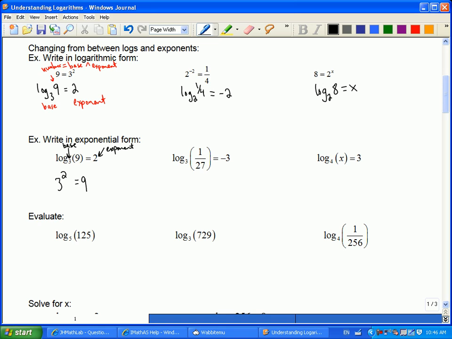Okay. So even if we change it and we throw a fraction at you, how could you write this one in exponential form? Yeah, 3 to the negative 3 is 1 over 27. Okay, now this time we're throwing a letter at you, so what would it be if I asked for log base 4 of x equals 3? How could you rewrite that?